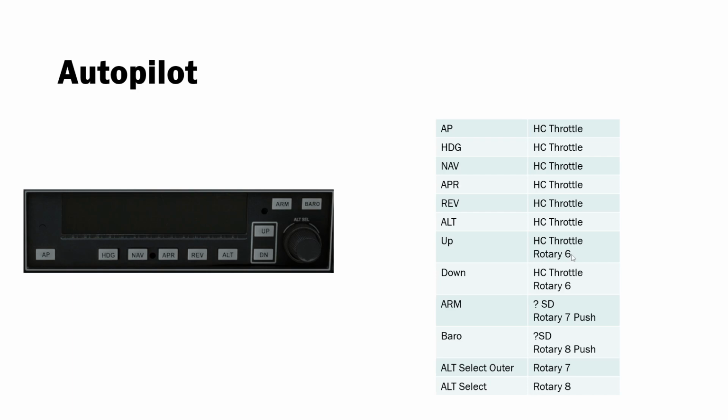So I've allocated those to up and down, to rotary 6 for the up and down, which you use for a couple of things, but mostly for changing your vertical speed up and down. So that's there. The altitude select, again, that's got an inner and an outer, and I've put those on separate buttons, separate rotaries. Rotary 7, rotary 8 have got those.